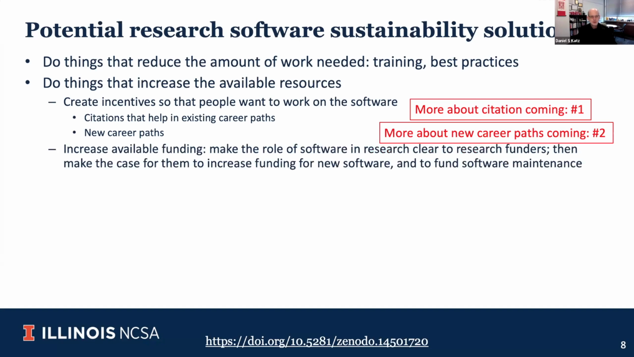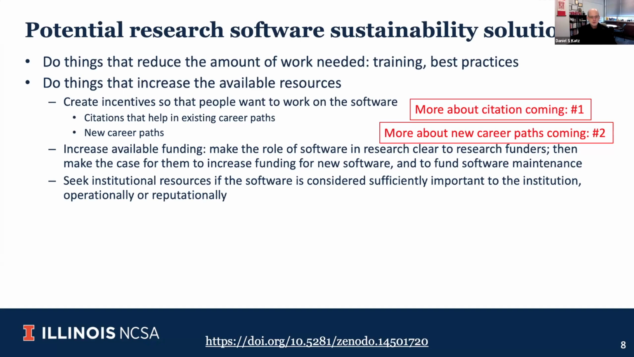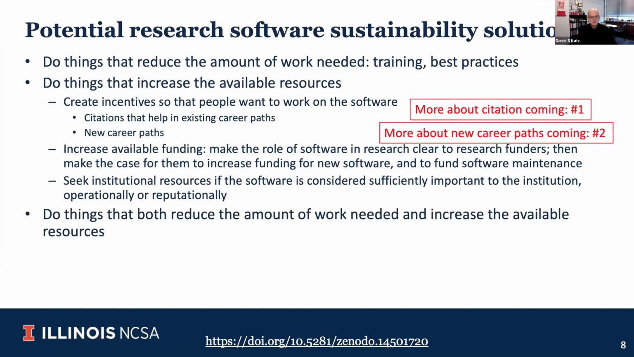We can also increase available funding. If we can make the role of software and research clear to research funders, then we can also make the case for them to increase funding for new software and to fund software maintenance. We can seek institutional resources if software that's developed in an institution is sufficiently important to that institution, and that could be either operationally or reputationally.